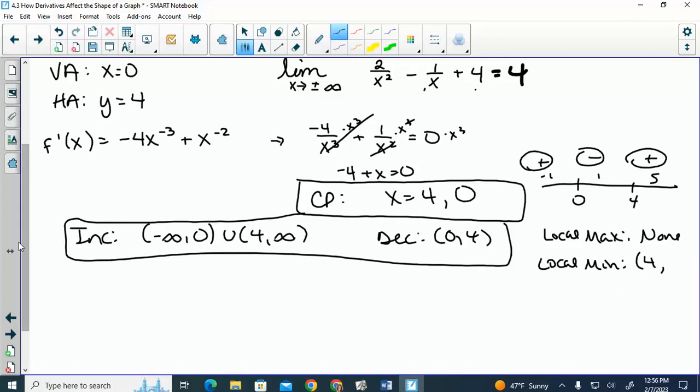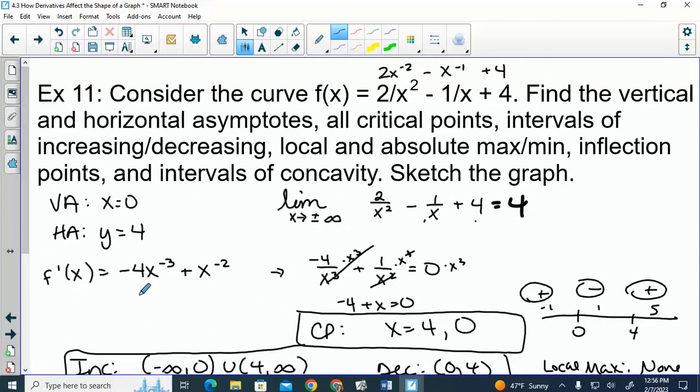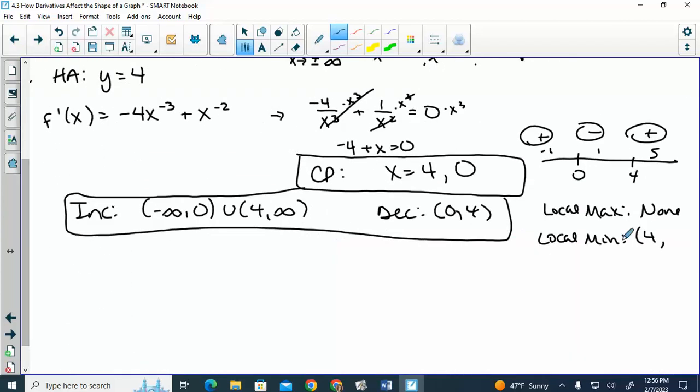So if you plug a 4 into the original, we get 2 over 16. What's 16 times 4? 31 over 8, is that right? I'm trying to get there, but I'm still finding.